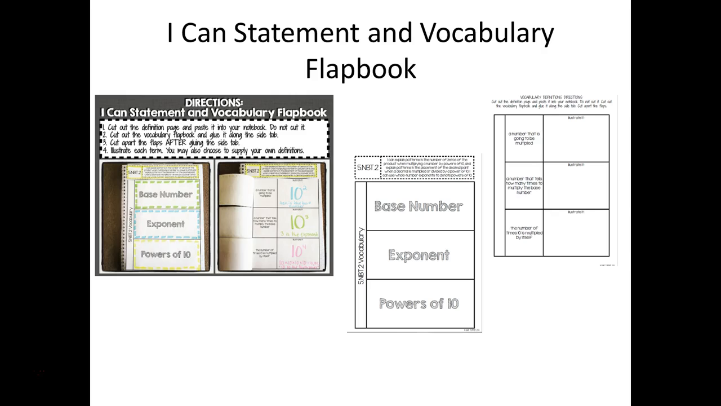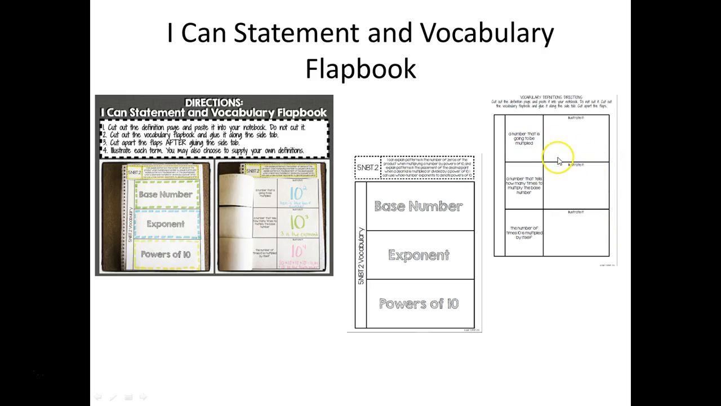The I Can statement and vocabulary flapbook. Now this is going to be two worksheets when you get started. This one and this one. Let's look at the directions together. Cut out the definition page and paste it into your notebook. Do not cut it. So you're going to cut this one out just along the edge so you have this nice rectangle and glue it down just like that. You're not cutting anything else.